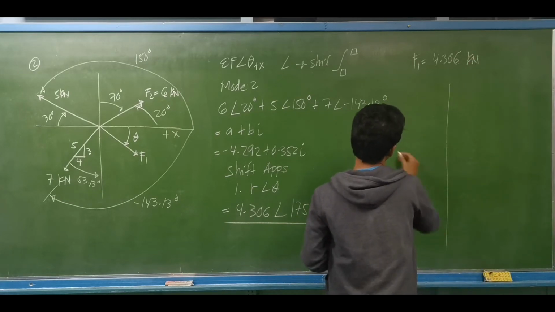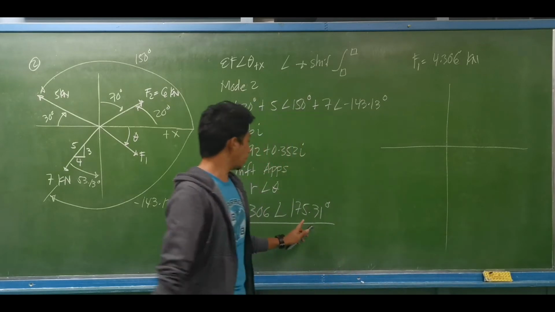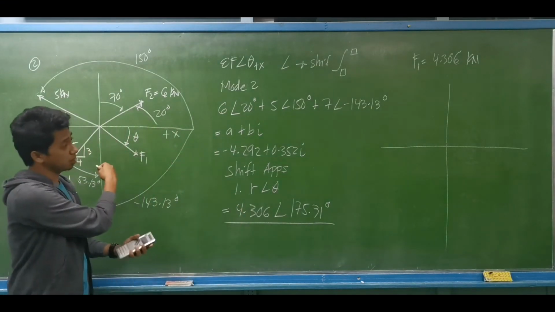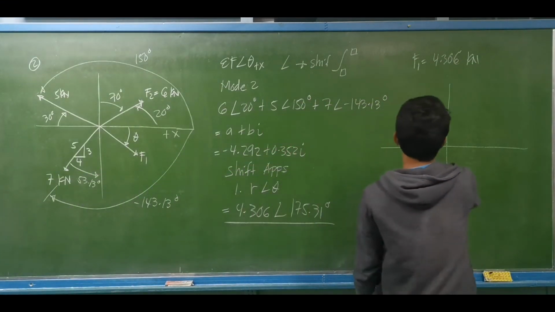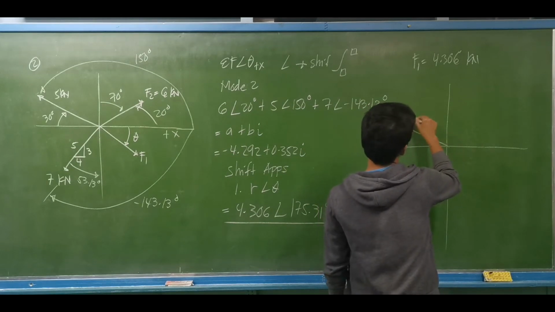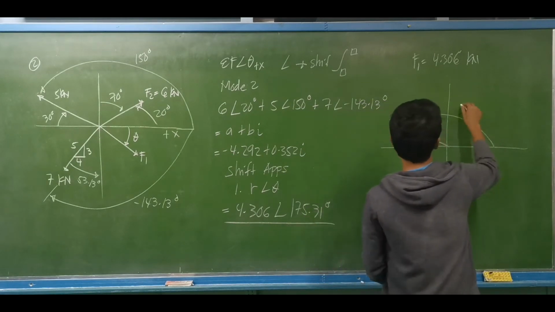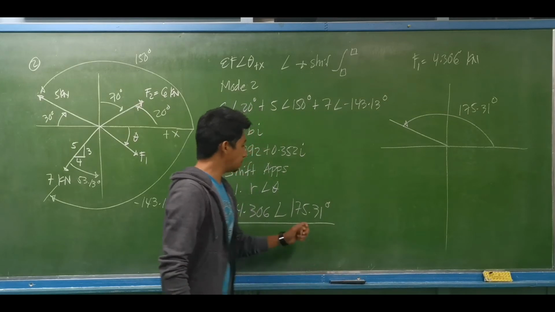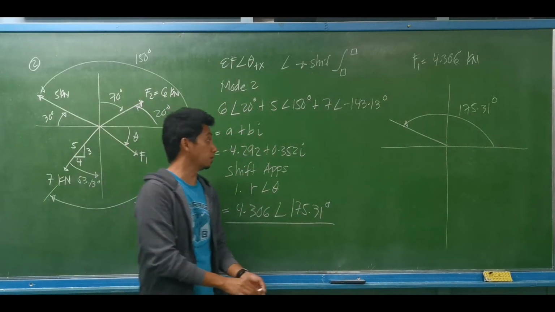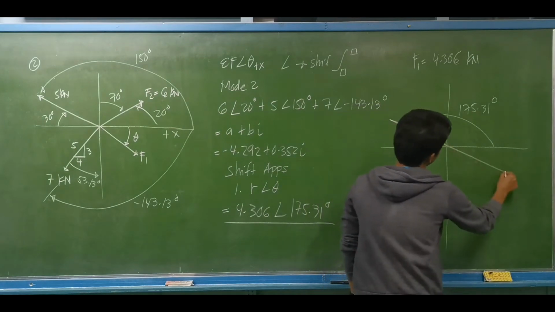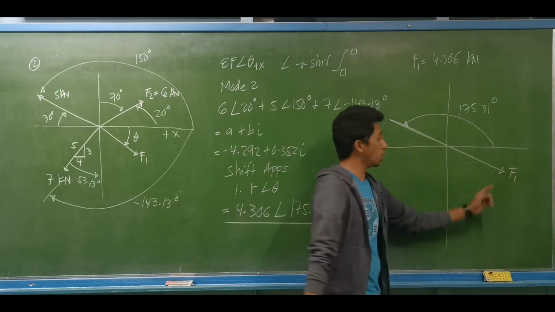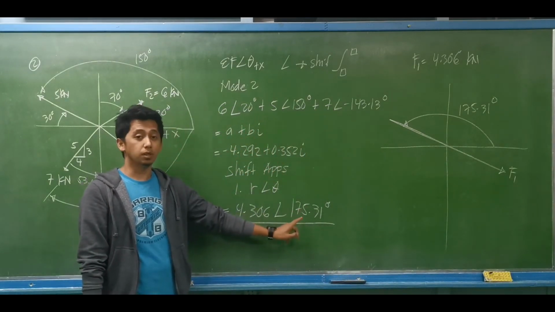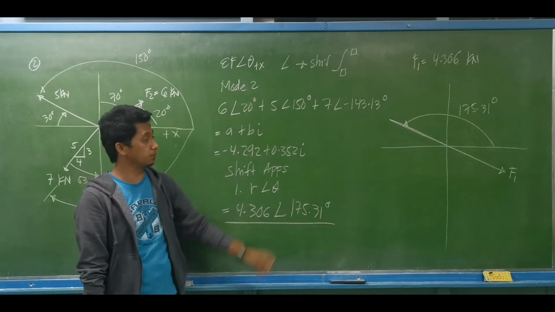But if we are to observe, what is the equivalent of 175.31 degrees if we are to plot this in our quadrants? 175 is almost 180. So let's say this is positive 175.31 degrees. But if we have this value, always take the opposite direction. That is the actual direction of F1. So always take the opposite direction of the value taken from mode 2, or the mode complex.